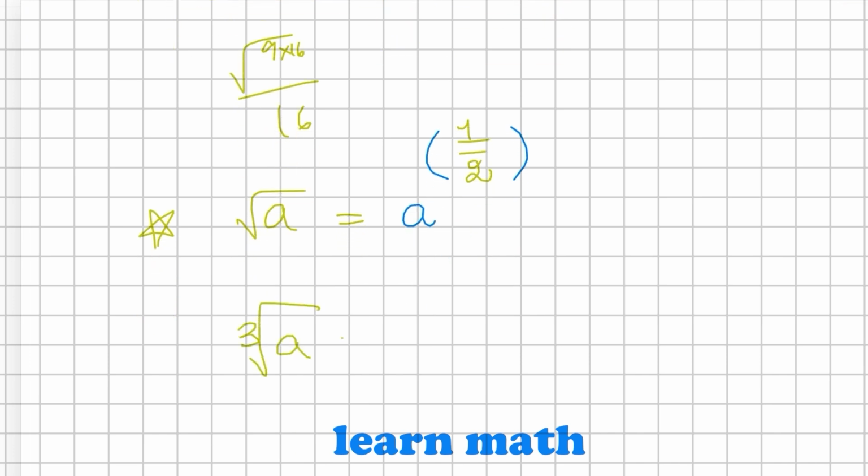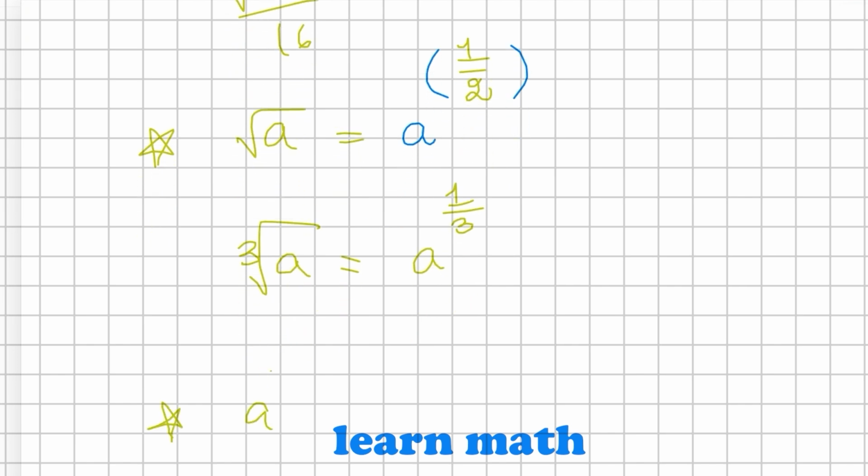If I write it like this, it is cube root of 3, a to the power 1 upon 3. For square root, we don't write this 2 like this. We omit that. It is the same thing.